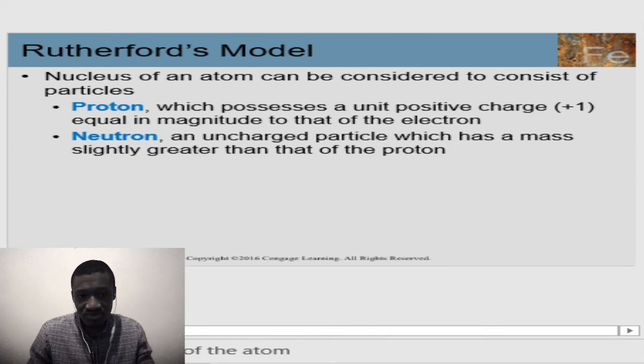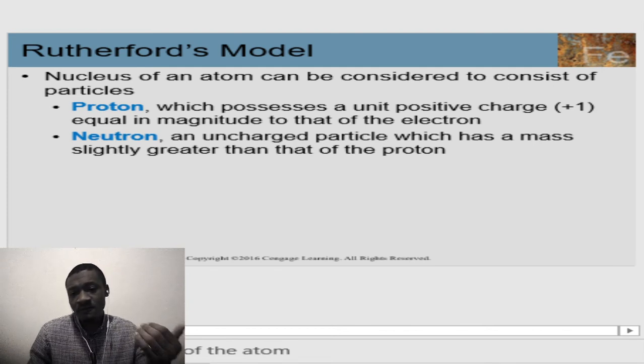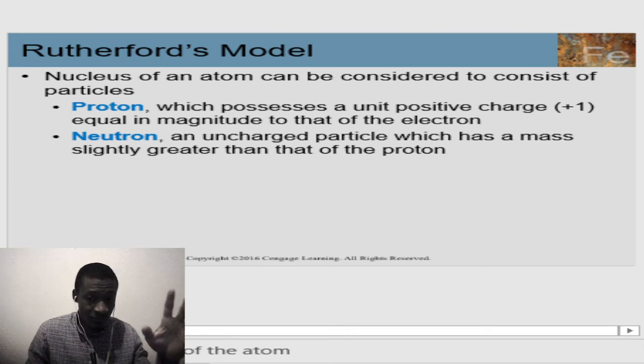This is the definition. The nucleus of the atom is considered as particles because they have particles in them. So you have the protons, which have a unit positive charge, with a magnitude equal to that of the electron. The magnitude there is kind of like the force to that of the electron. And the neutrons are uncharged particles, which have a mass slightly greater than that of the proton. So the mass of the neutron is greater than that of the proton, and then you have the magnitude of the proton similar to that of the electron. So it's force and then mass.